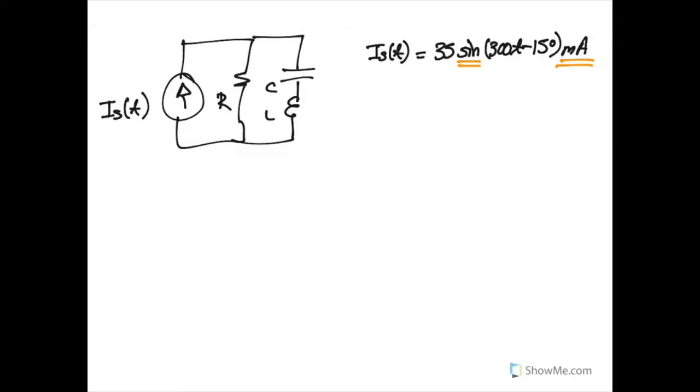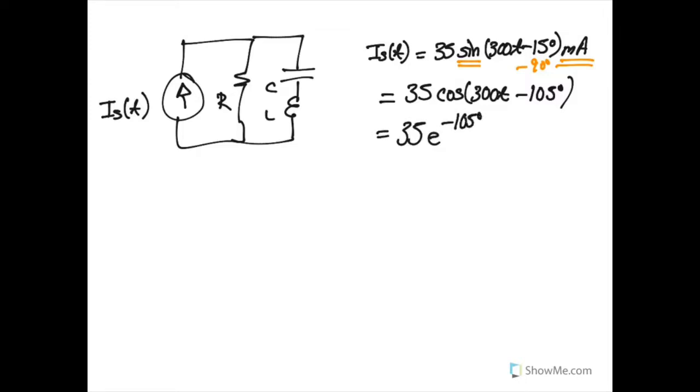So for our first step, we're going to transform this into a cosine reference. This becomes 35 cosine 300t, and then you subtract 90 from the phase, and so this becomes minus 105 degrees. Representing this as a phasor would be 35 e to the negative 105 degree j. In our phasor transform, this frequency does not play a role, but we'll use it when we transform our other elements.